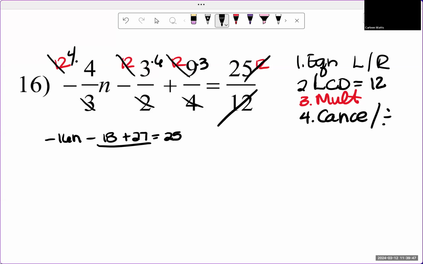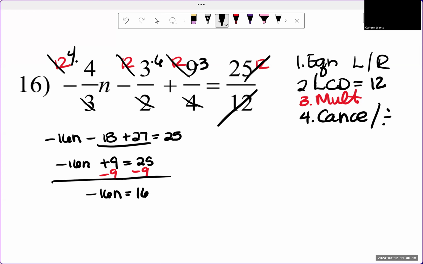Okay, combine like terms. Negative 16n plus 9 is equal to 25. Minus 9. Negative 16n is equal to 16. Divide by negative 16. n equals negative 1.